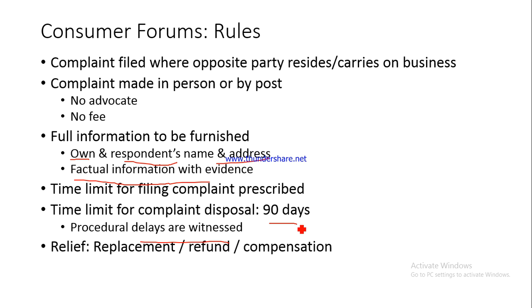Again, what reliefs are ordered by the forums? They may order replacement of the defective good. In case the good is defective, they may order the seller to replace these goods. They may ask the seller to refund the amount. So the goods would be taken back by the seller, and he would refund all the money that he has taken from you as the price of the good. He may also be asked to pay you compensation, right? So there are different types of reliefs provided for in this particular Act, and the consumer forum may order any of these.